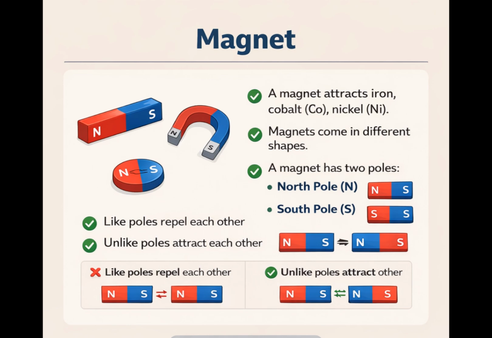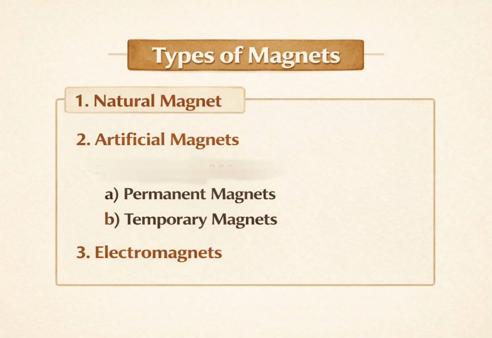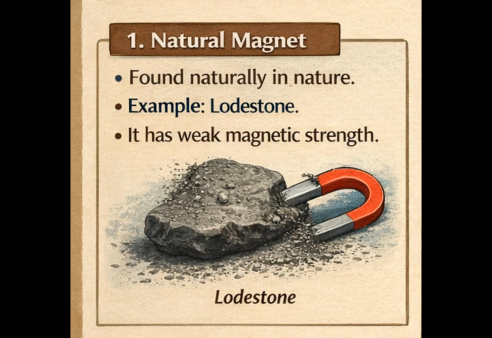Let us understand types of magnets. Generally we can see three types of magnets. What are those? Natural magnets, artificial magnets, and electromagnets. We'll understand one by one. Natural magnets are found naturally in nature. The best example of a natural magnet is lodestone. Usually natural magnets have weak magnetic strength.